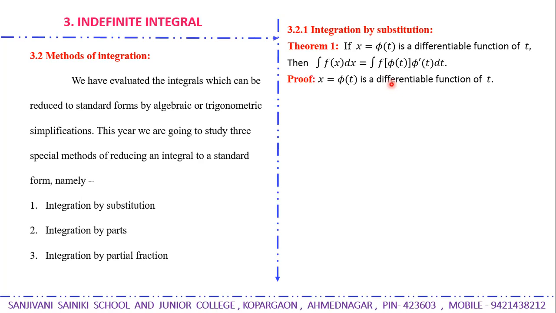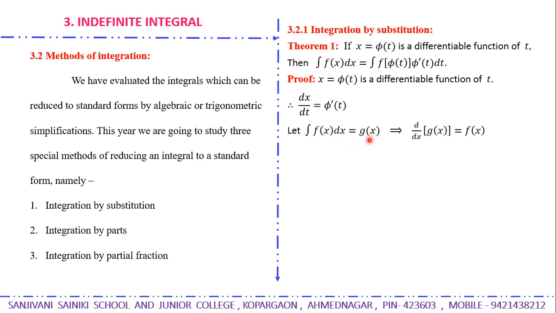This is the theorem. Now how to prove this? What is given? It is given that x is equal to phi of t is a differentiable function of t. What it means? We can find the derivative of this function. So dx by dt is equal to phi dash of t. Now let integration of f of x dx is equal to g of x. We don't know what is the integral of f of x, but let us take that integration of f of x dx is g of x.